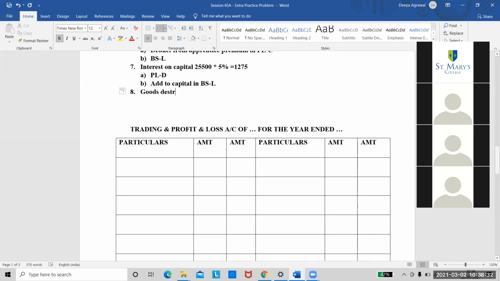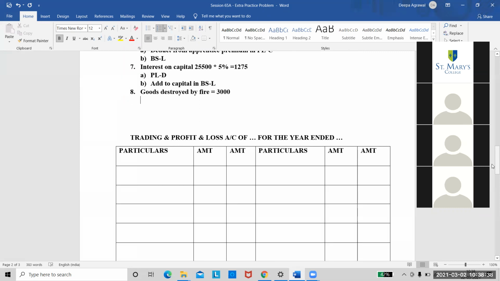Goods destroyed by fire. Total amount is 3,000. So how are we going to do the treatment? First, write total loss, which is 3,000, will go to trading account on the credit side.